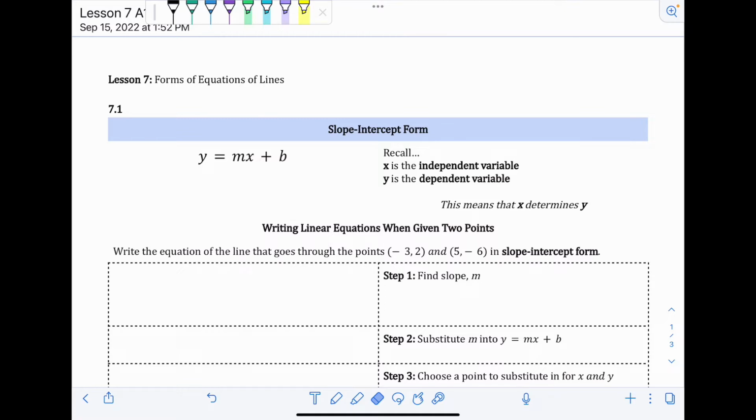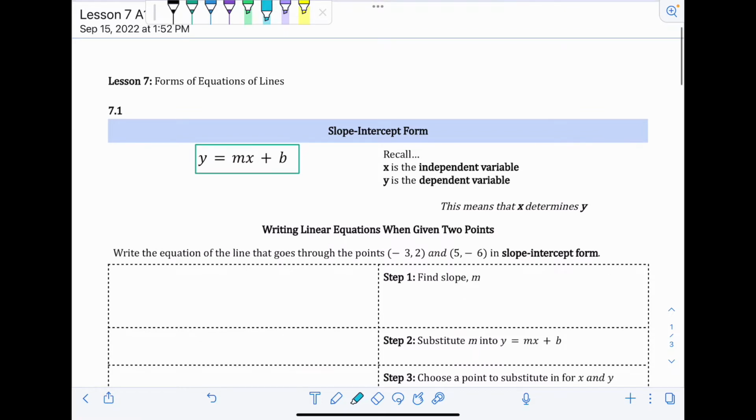So in 7.1, we talk about slope-intercept form, which is one form of a linear equation, like one number is more minus another. The formula for it is y equals mx plus b. We're just going to go through it and talk about what each variable means. Remember that x and y represent our independent and dependent variables.